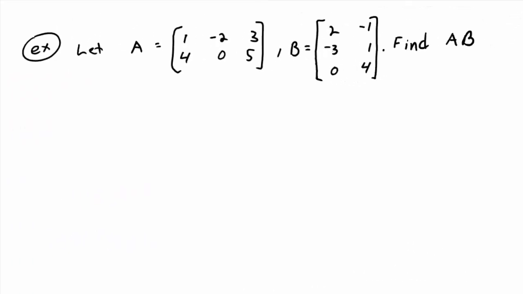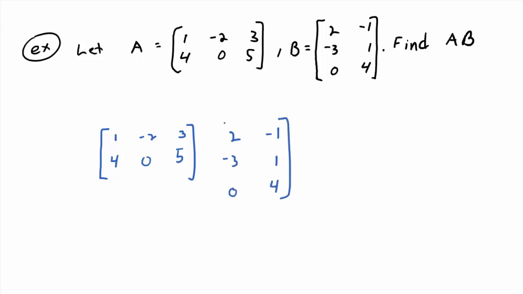So now we have 2 matrices that aren't either a row or a column. We have matrix A: 1, negative 2, 3, and then 4, 0, 5. And then matrix B: 2, negative 1, negative 3, 1, and 0, 4. And we're asked to find A times B. So I'm going to write these matrices right next to each other. It's nice to line them up right next to each other when you do the multiplication. And let's first analyze the units, though.